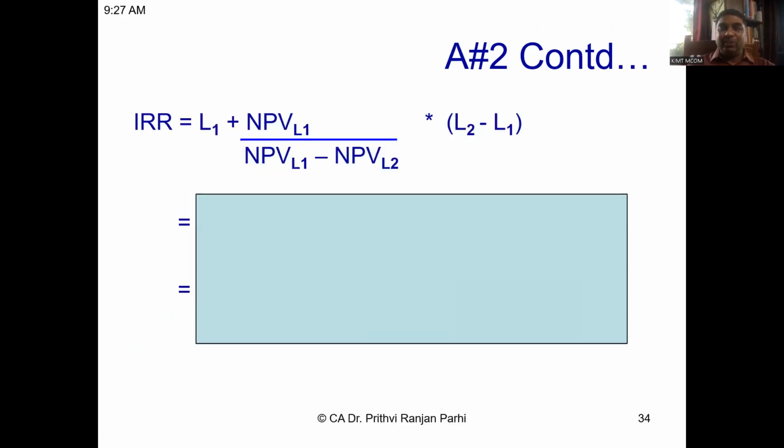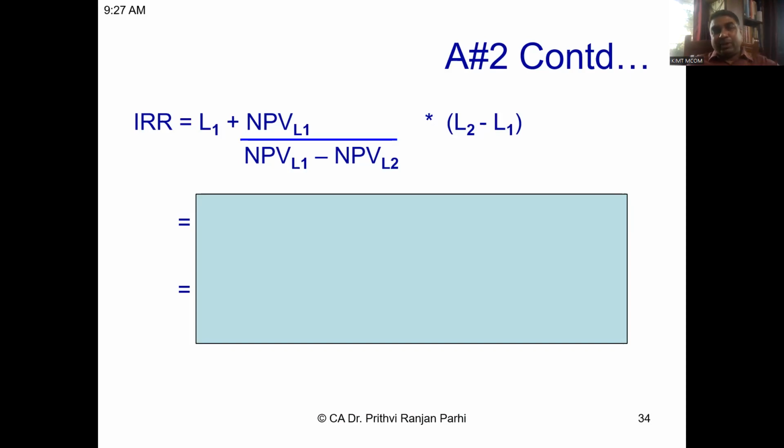To calculate IRR, we have to use this formula. Watch this formula carefully. IRR is equal to L1 plus NPV at L1 divided by NPV at L1 minus NPV at L2, whole multiplied with L2 minus L1. Right? L1 is the lower rate. L2 is the higher rate. So you have taken two rates. One is 16%, another 17%. Lower one is 16%, 17% is the higher.